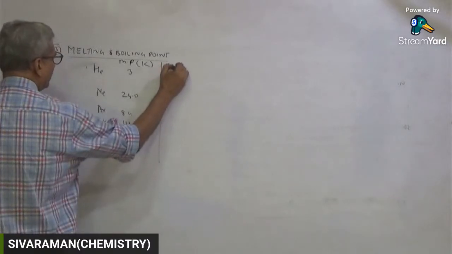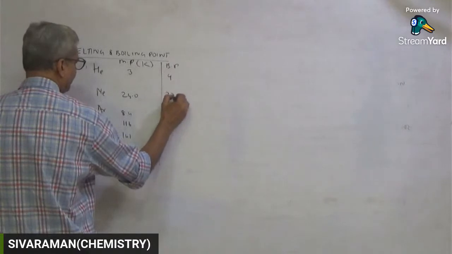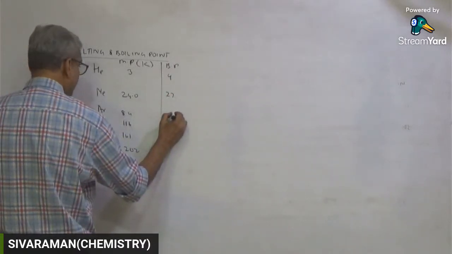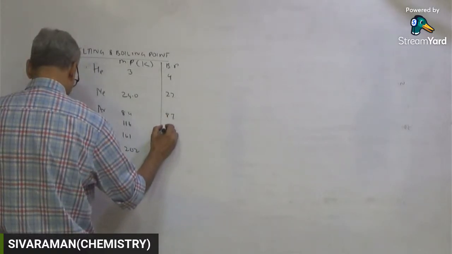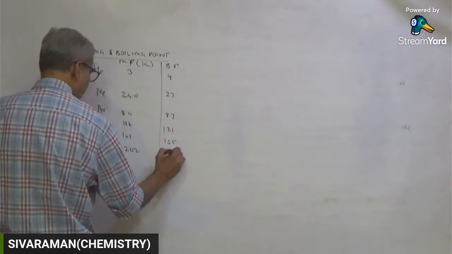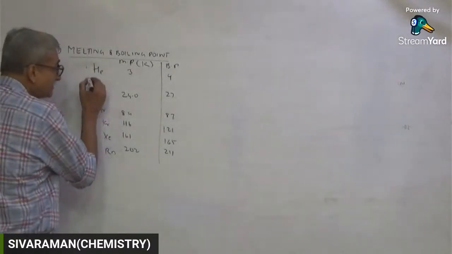We come to boiling point: 4, 27 Kelvin, 84, 87, sorry, 87. Then we have 121, 165, and 200. So down the group, melting and boiling point increases. But what happens? This is the question.